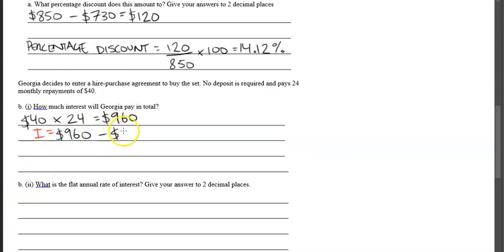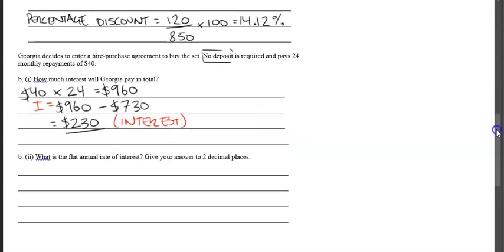the sale price is. Now you've got to remember that no deposit was required for this, so we don't have to take any of these amounts into consideration. The difference between this is $230. So this amount here is all interest. It's extra money that she's providing to this company.